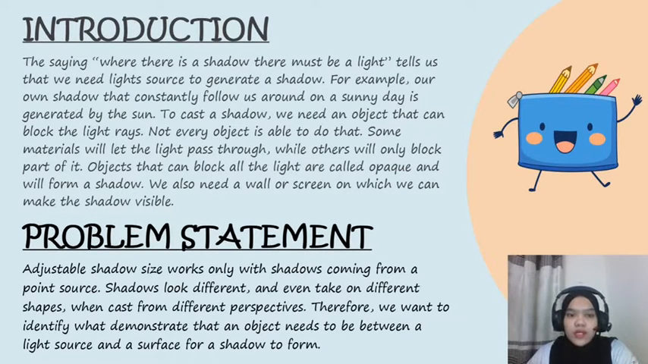Some materials will let the light pass through, while others will only block part of it. Objects that can block all the light are called opaque and will form a shadow. We also need a wall or screen on which we can make the shadow visible.